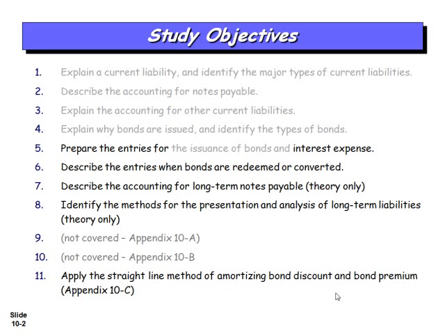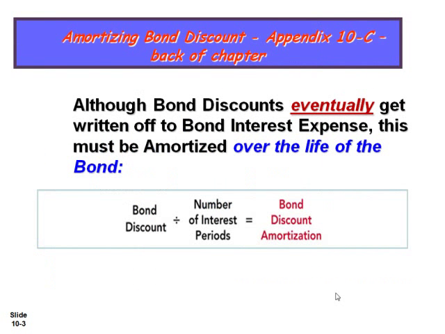And then theory-only presentation and analysis of long-term liabilities. And Appendix 10C in the back of the chapter, we'll be using the straight line method of amortizing bond discounts and bond premiums. You are not held responsible for learning the effective interest rate amortization method, just the straight line method. The journal entries for both are the same. It's just a question of how you calculate the numbers.